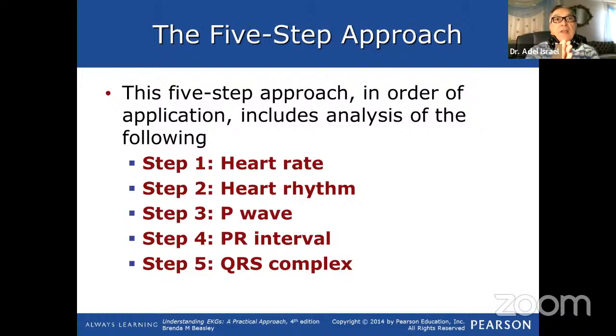Then the fifth step is the QRS complex. What we need from the QRS complex is the following. Like I told you, notice the R wave. It is sharp and pointed. Number two, the distance between the beginning of Q till the end of S is less than 0.12 seconds, or less than 3 small boxes. Clear? All right. Wait, Doctor, can you repeat that last part?